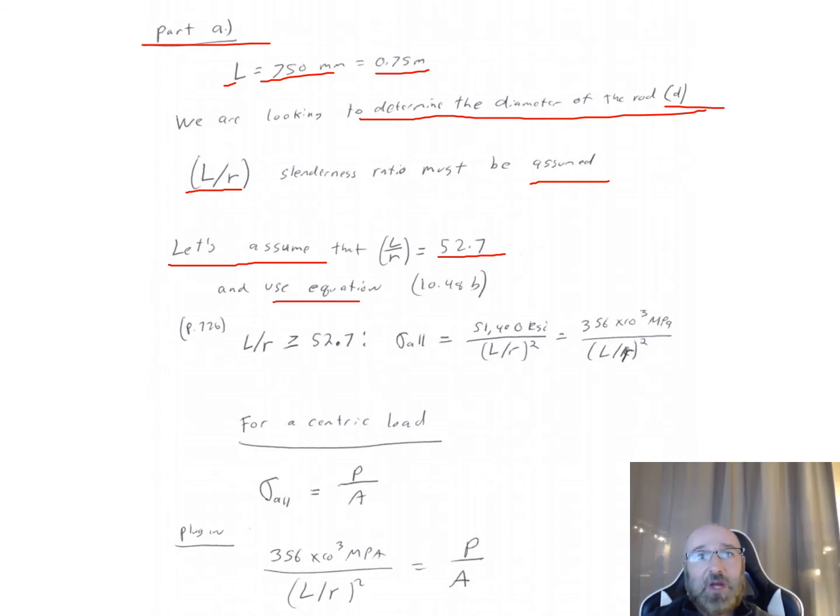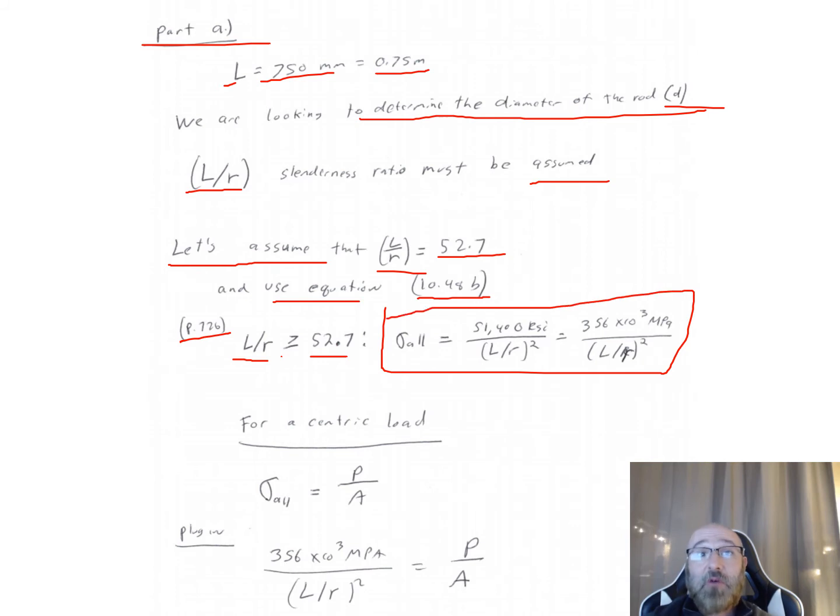So we can use our equation 10.48b for the material that we're utilizing here, that was given in the problem statement, and our value for that slenderness ratio, L over R. This comes from page 726 in our textbook, where for L over R greater than or equal to 52.7, we have the following relationship for our allowable stress. Pay attention, are we in KSI or are we in MPa? For our case here, we're in MPa, so our allowable stress is 356 times 10 to the 3rd MPa, all over our slenderness ratio, L over R, squared.